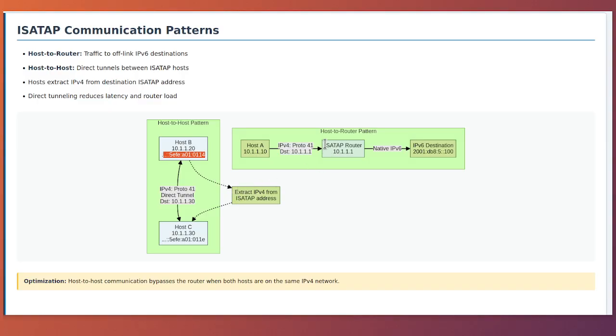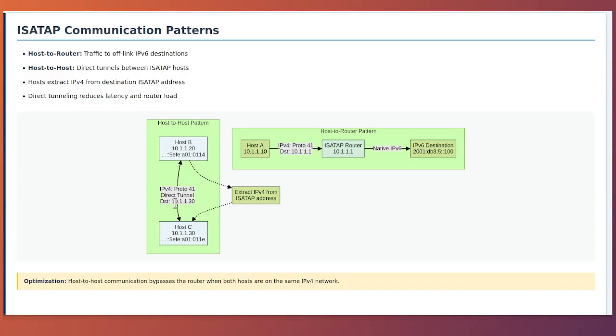In this scenario, the host creates an IPv6 packet with the destination being the remote IPv6 address it wants to reach. This IPv6 packet is then encapsulated in an IPv4 packet with the destination being the IPv4 address of the ISATAP router. The ISATAP router receives the IPv4 packet, extracts the inner IPv6 packet, and forwards it according to its IPv6 routing table. This might involve sending it to another router on a native IPv6 network, or it might involve further tunneling depending on the network architecture.